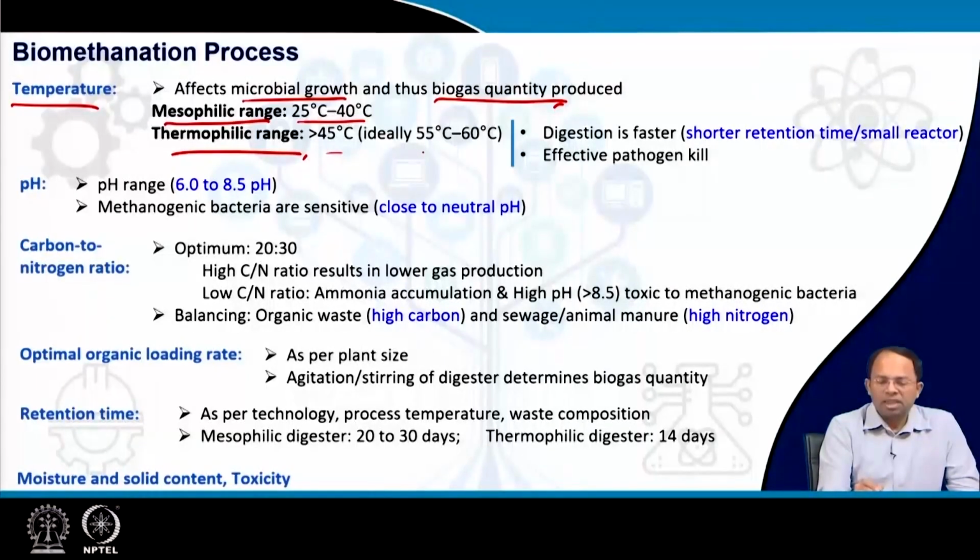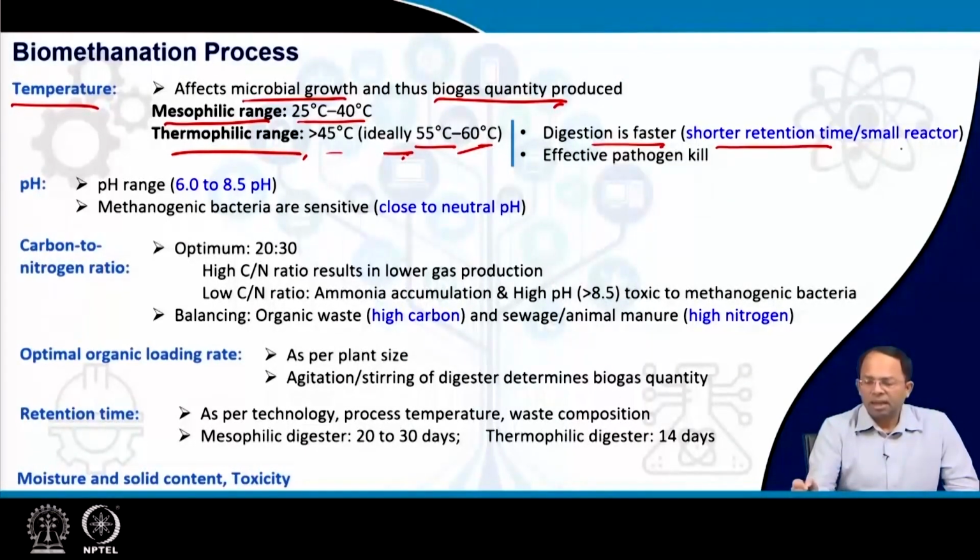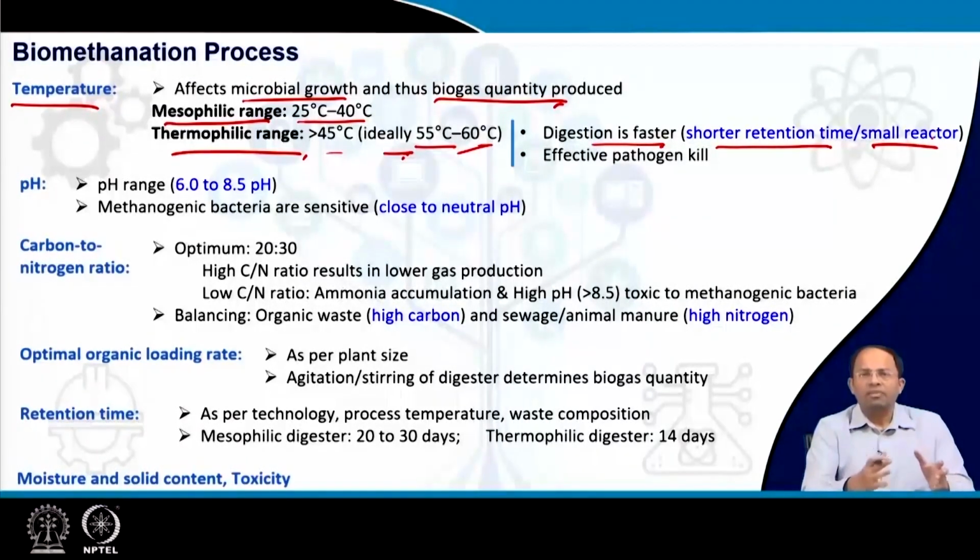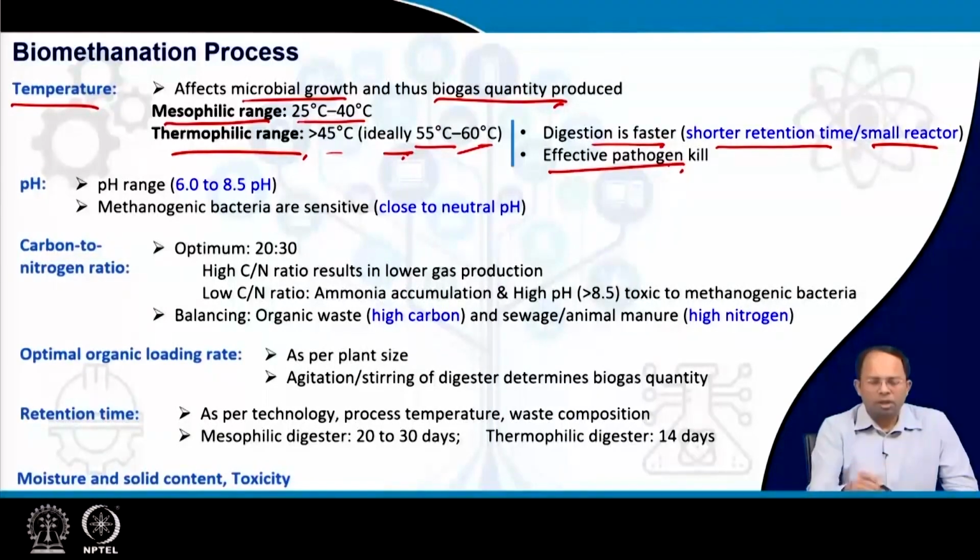And in this particular stage, we achieve 55 to 60 degrees centigrade, which is required for killing of pathogens in the waste. So in that case, the need for aerobic treatment further may not be there. And in the thermophilic range, if I can operate my digester in this temperature range, then the digestion is faster. It will have a shorter retention time, and we will require a smaller reactor because we have a shorter retention time. If it's a larger retention time, of course, every day waste comes in, we have to have a larger reactor, right? And we have effective pathogen kill because we are running this operation at a higher temperature.